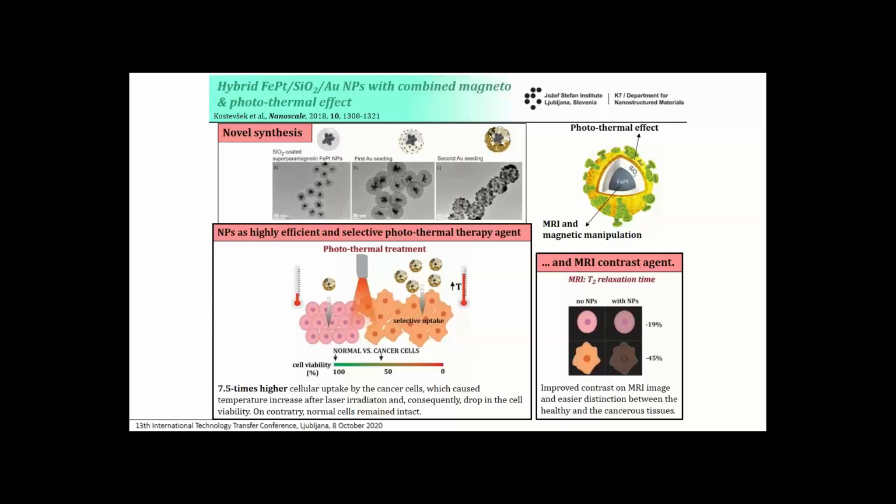And finally, we demonstrated that these nanostructures can be used very efficiently as MRI contrast agents. When we imaged these cells with MRI, we observed that we can easily distinguish between the normal and the cancer cells if we use these nanoparticles. Why is this so? Because in the normal cells, there is no accumulation. In the cancer cells, there is high accumulation, and that's why these cells appear much darker. In comparison, if we use no nanoparticles at all, then we cannot distinguish between the normal and the cancer cells.